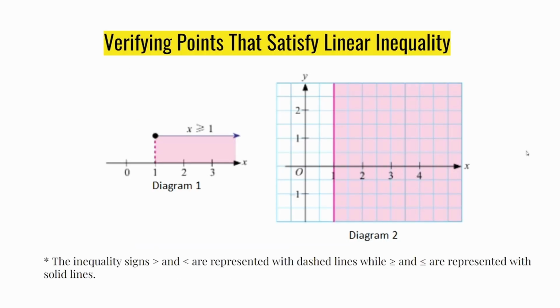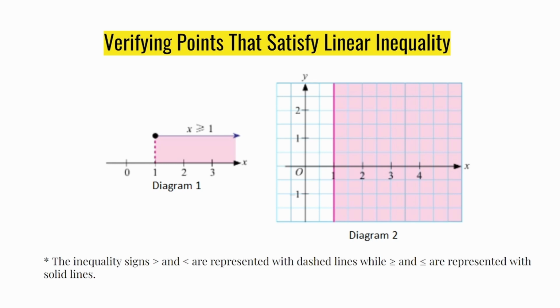Then we move on to verifying points that satisfy linear inequality. So linear inequalities can be described on a graph where it has a y-axis and an x-axis, y-axis being vertical and x-axis being horizontal. So as an example, over here we have x is greater than or equal to 1. So if we take a look at the left diagram, or diagram 1, you can see that the area shaded in pink is basically x greater than or equal to 1. As you can see, it's going to the right because it is greater than, so it's moving to the right of the x-axis.